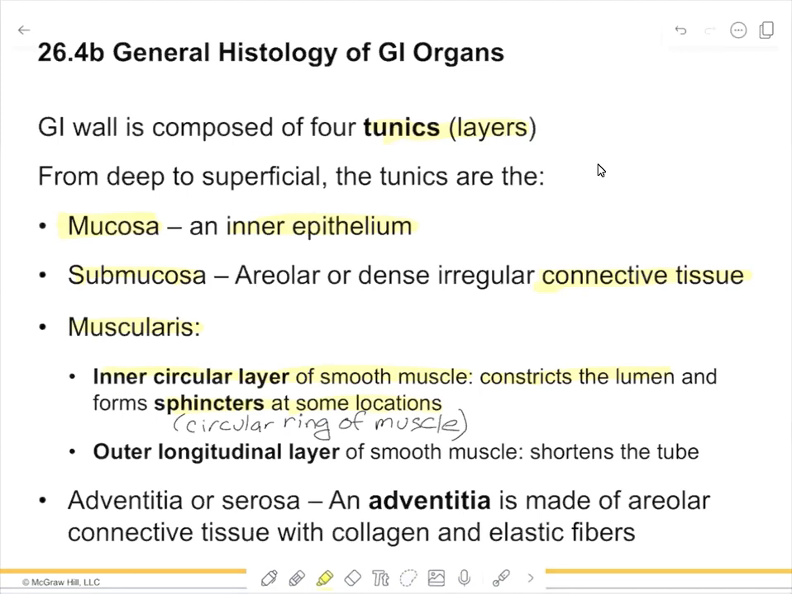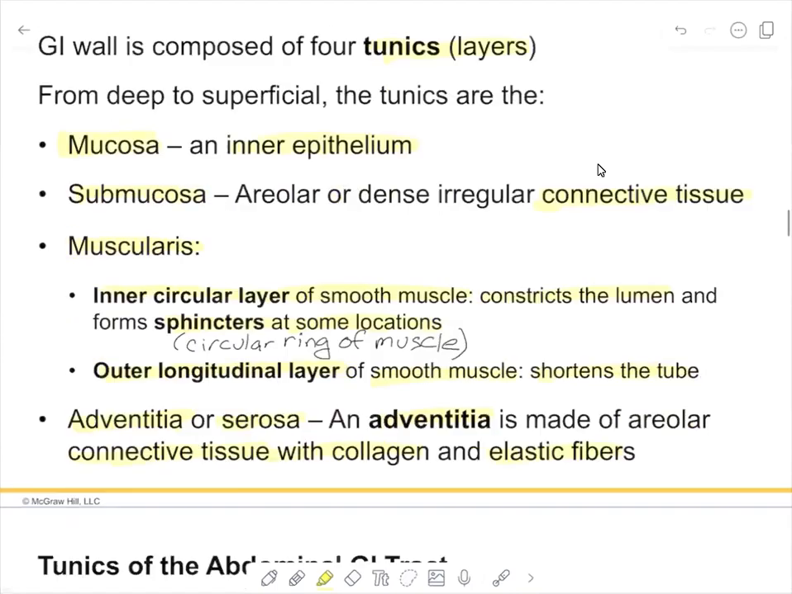The next layer of the muscularis layer is the outer longitudinal layer, which is smooth muscle as well, and it's going to shorten the tube. The outermost layer then is called the adventitia or the serosa. The adventitia is made up of areolar connective tissue with collagen and elastic fibers, and the serosa is going to be used for primarily the peritoneum, which is in the abdominal cavity.